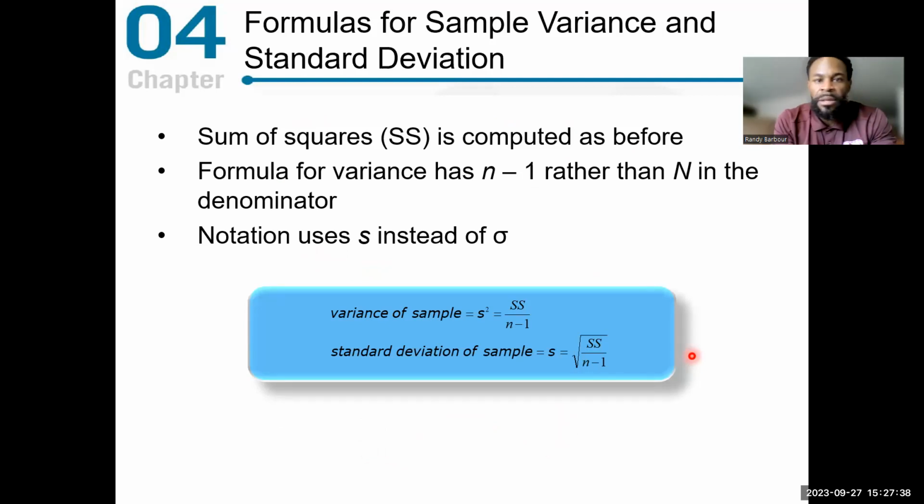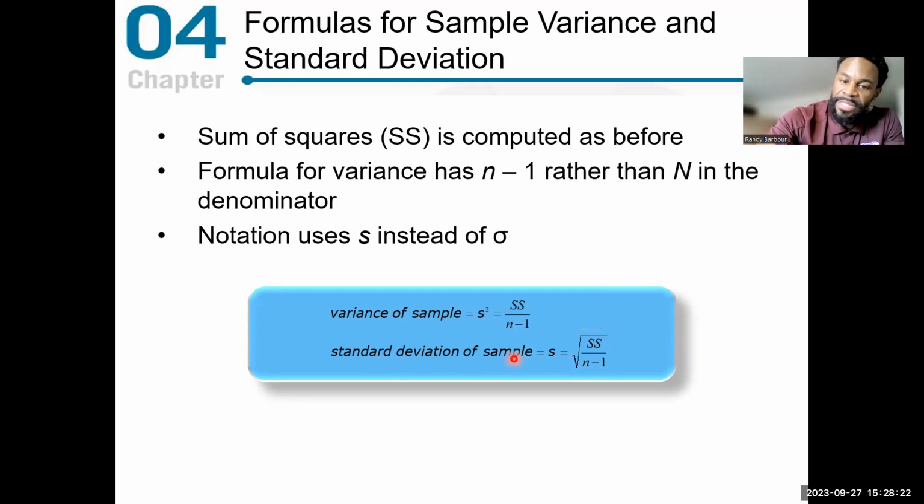So when we are calculating the variance for a sample and the standard deviation for the sample, the only thing that changes for these equations are the notations. So instead of being sigma squared, lowercase sigma squared, it is now lowercase s squared. And the only other thing that changes is the n minus one instead of n, okay? So the n is the total number of individuals in the sample, and the minus one indicates what we'll talk about next, which is degrees of freedom. So we'll talk about that as we move forward, okay?